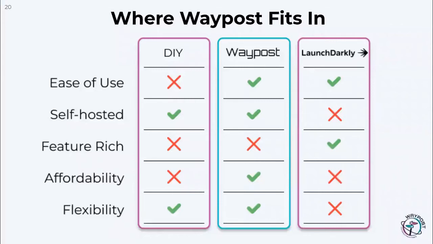So we saw the opportunity to create a feature flagging platform that fits the needs of a small business like Solar Flare. Waypost is self-hosted and open source, so it's completely customizable while still containing the core features our target user needs. Now I'm going to hand it over to Sean, who's going to talk about Waypost architecture.